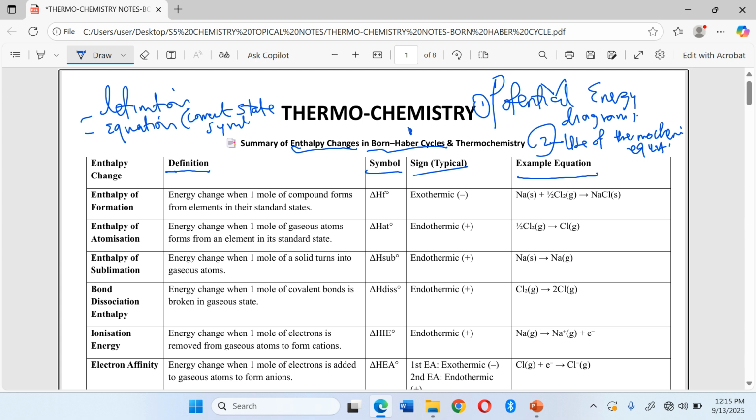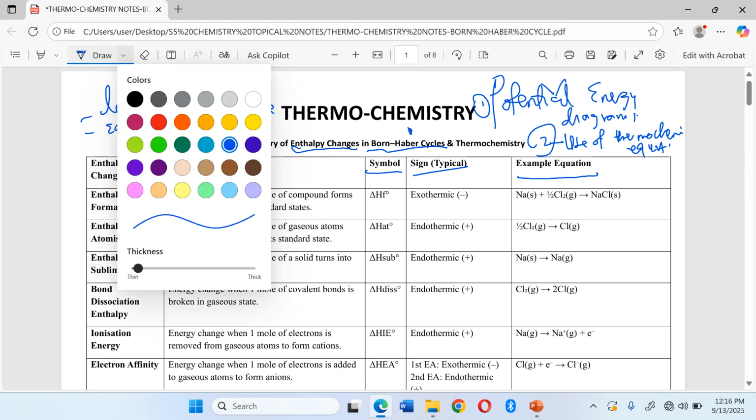So keep on pausing as you note down all this. These are the equations, these are the enthalpy changes that you need to know in thermochemistry, and if you know them very well, their definition, you know very well their equations, then the potential energy diagrams, the Born-Haber cycles, using the thermochemical equations, it will be very simple for you. So let's begin on the first one.